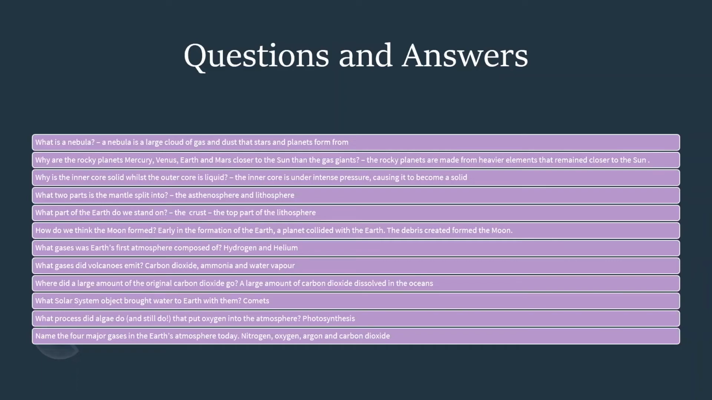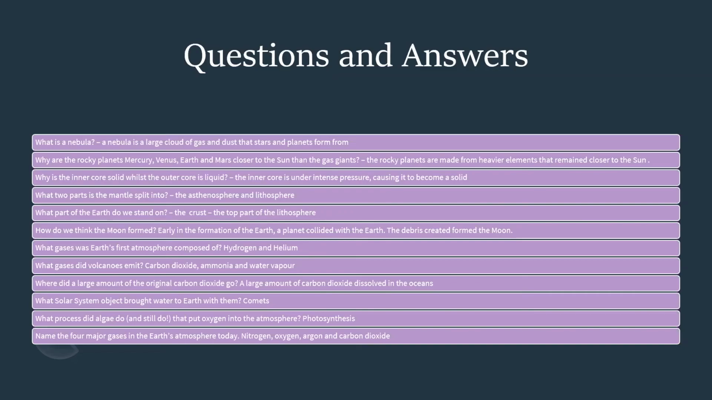What two parts does the mantle split into? The asthenosphere and lithosphere. What part of the Earth do we stand on? The crust, the top part of the lithosphere. How do we think the moon formed? That's our best theory. Early in the formation of the Earth, a planet collided with the Earth. The debris created formed the moon. There's also some evidence for that: Earth rocks and moon rocks are quite similar.